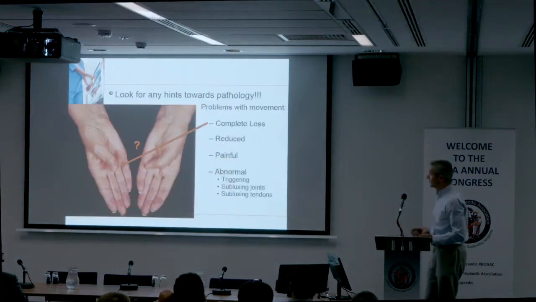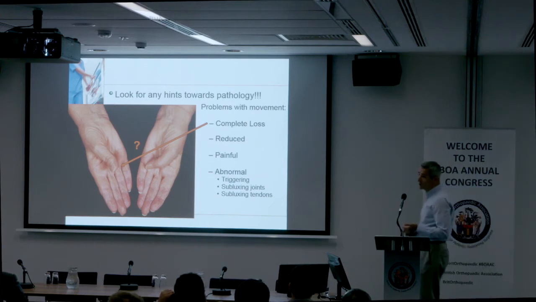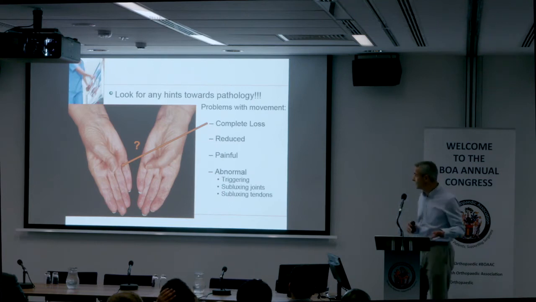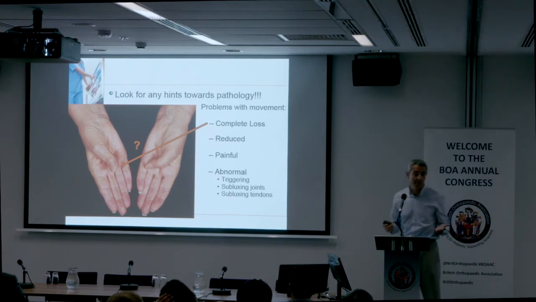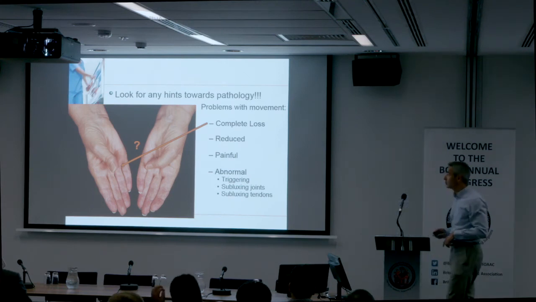You need to be looking for either complete loss of movement in a joint. You might find there's a reduced joint movement. It might be painful, as I mentioned earlier, or it might be abnormal. In the hand, you might get triggering. You may get subluxation of extensor tendons. You may get subluxation of the joints. These are all things that you need to be picking up on your screening process.